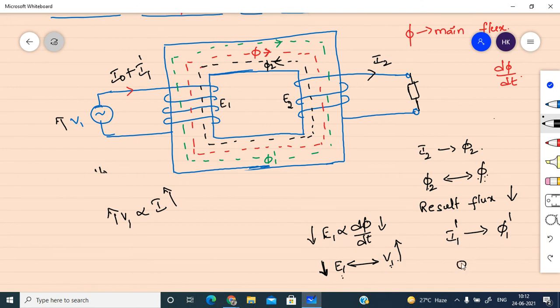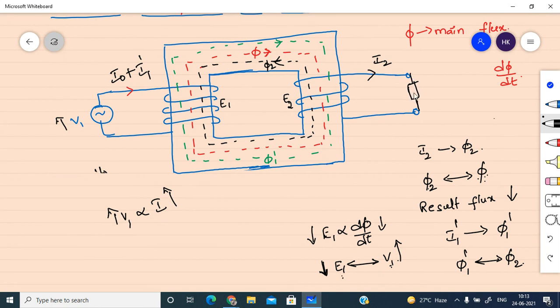Now this phi 1 dash will be in opposition, equal and opposite to phi 2. These two magnitudes are equal but opposite in direction. So this is phi 1 dash. You can observe the directions of phi 1 dash and phi 2. These two are exactly in opposition but equal in magnitude. So that's why those two will get cancelled with each other. Only the main flux will remain in the transformer.